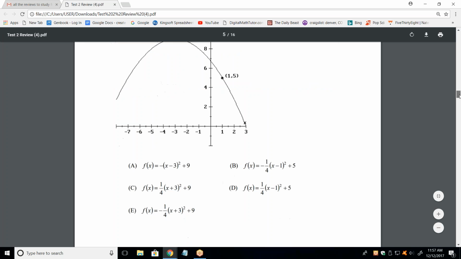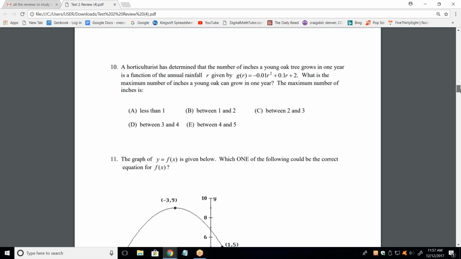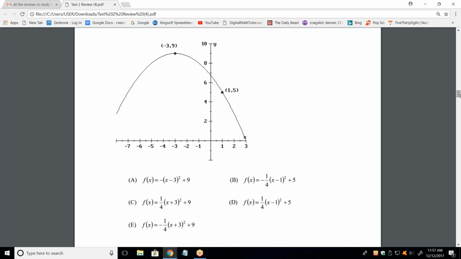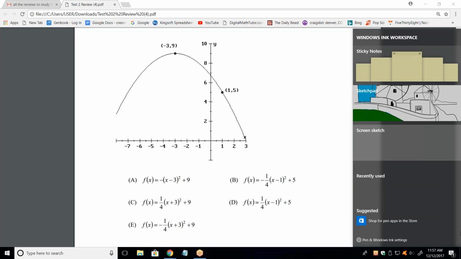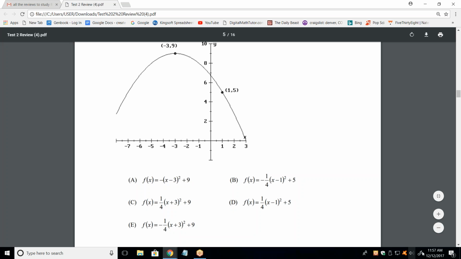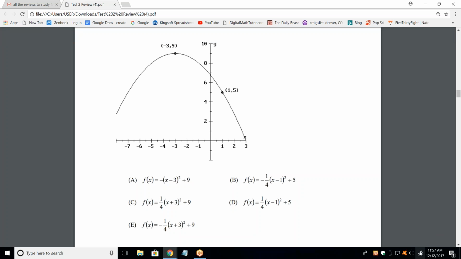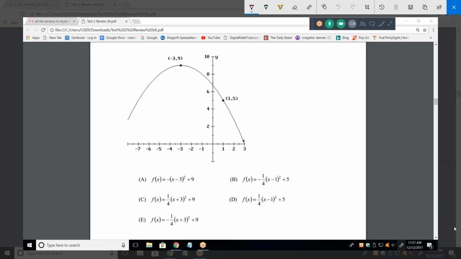Make sure there's no E here. Ah, there is an E. Question is, which one of the following could be the equation of that parabola? Hold on a second. I'm not sure what's going on over here. Yeah. Okay.